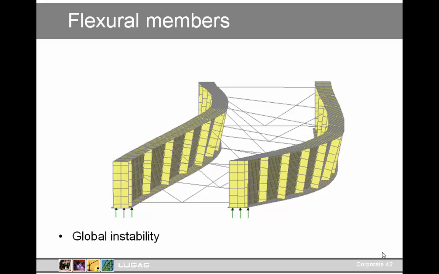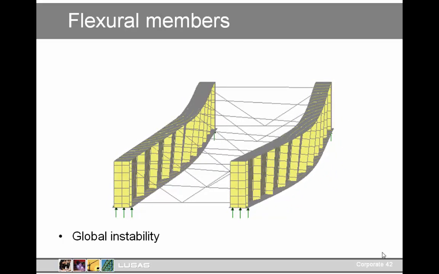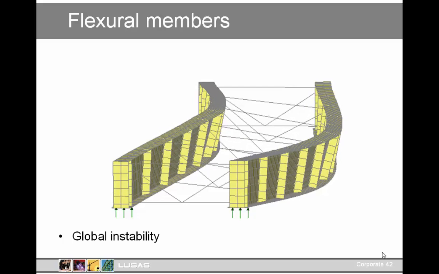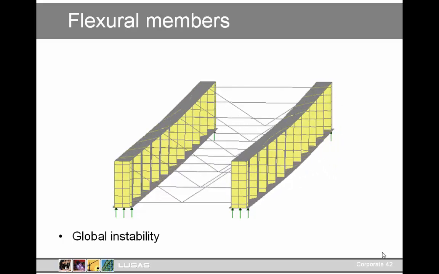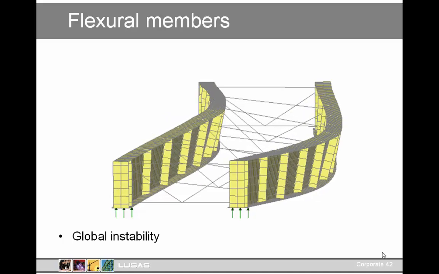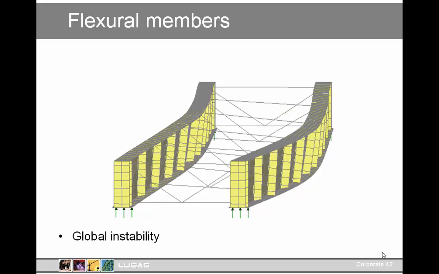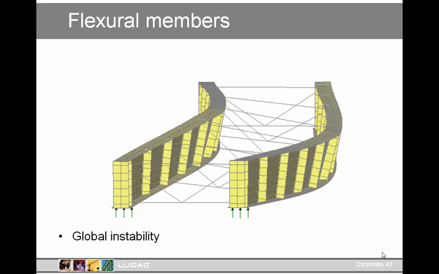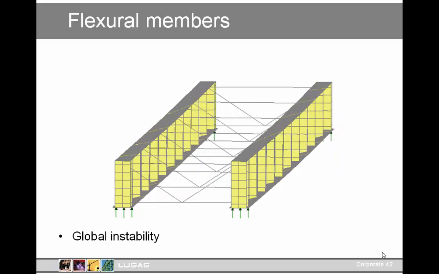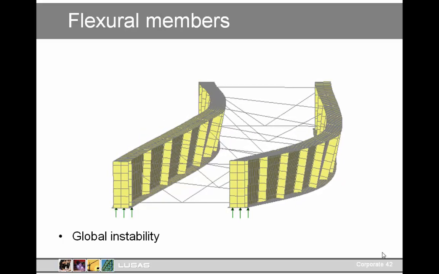But what about this global instability? This global buckling of the girder system has traditionally been ignored because the system seems to be loaded so as to bend about its minor axis. The assumption is it will not buckle sideways because that is about the major axis of the entire system. Yet this type of failure can occur, but it isn't explicitly covered by the current AASHTO member resistance rules.